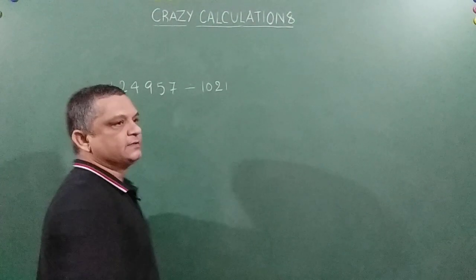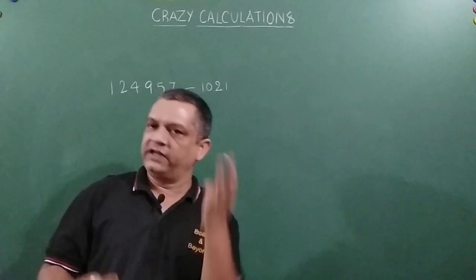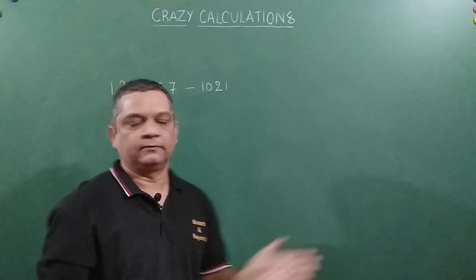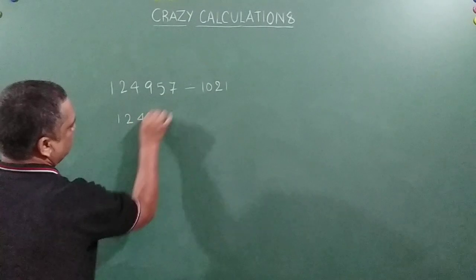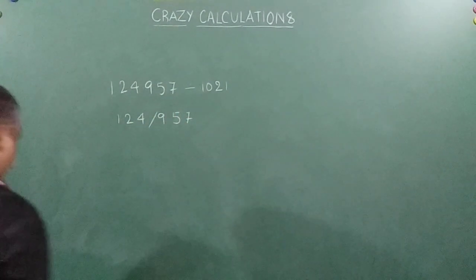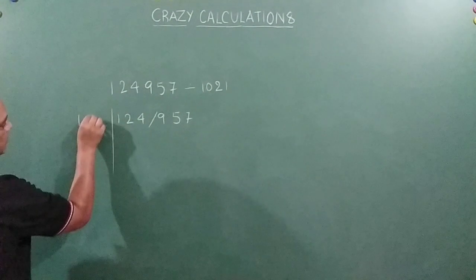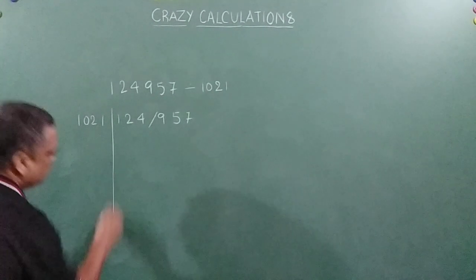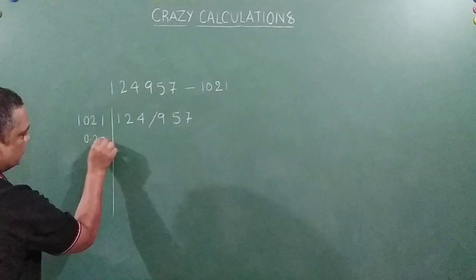Now, divisor is 1021, which is closer to 1000. 1000 has got 3 zeros, so I need to set 3 digits from the right hand side for remainder. Clear? Okay. So, 1, 2, 4, 9, 5, 7. 1021. Now, so this is 0, -2, -1.